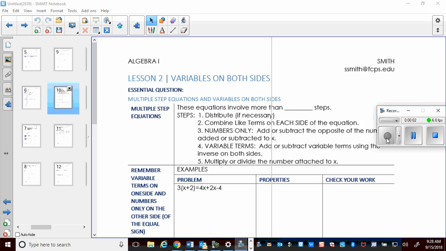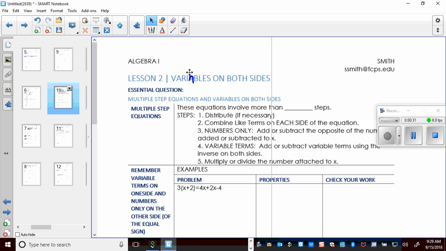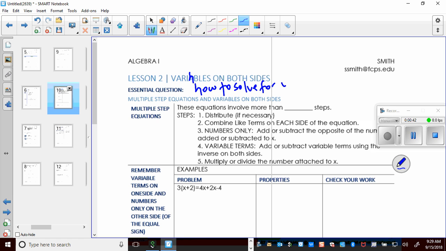Guys, this is lesson 2 in your unit 2 packets. We're going to be working with variables on both sides of the equation. So basically, you're going to learn how to solve for a variable. The difference is it's not going to be just one step. It's not going to be just 2 steps. You're going to be moving x terms and number terms this time. Okay? So we're going to explore how to solve for variables.